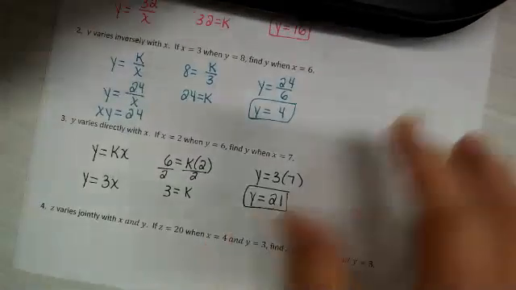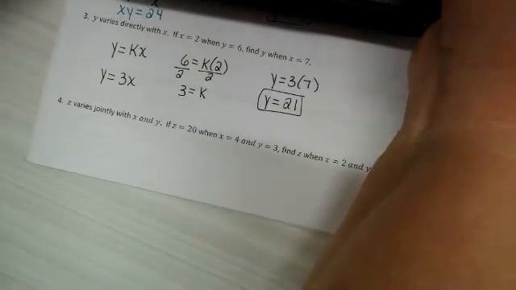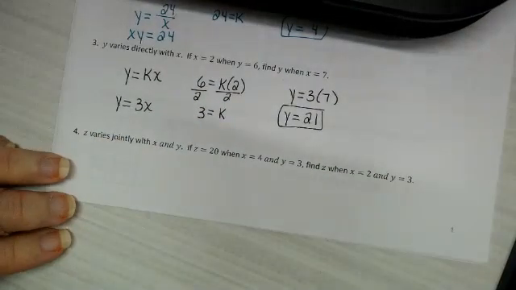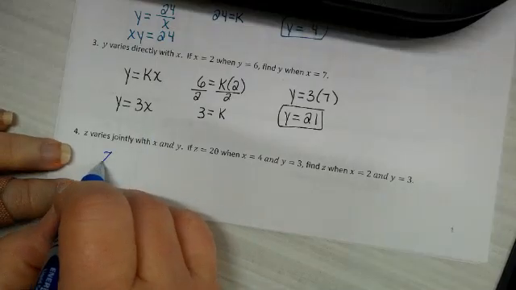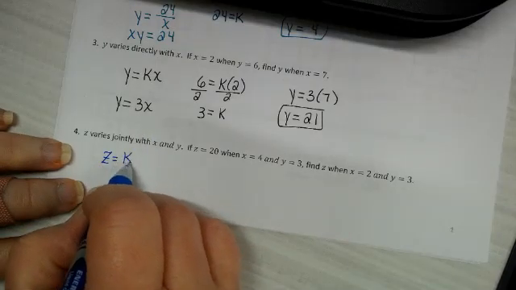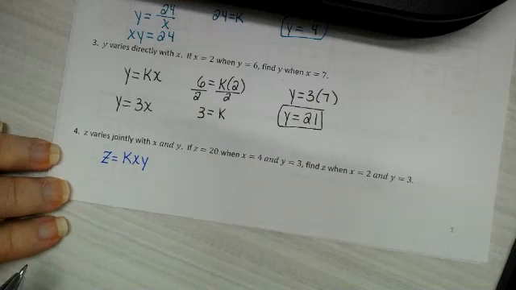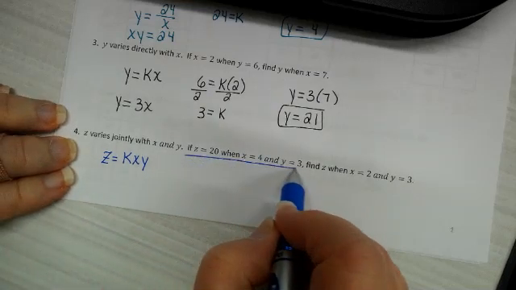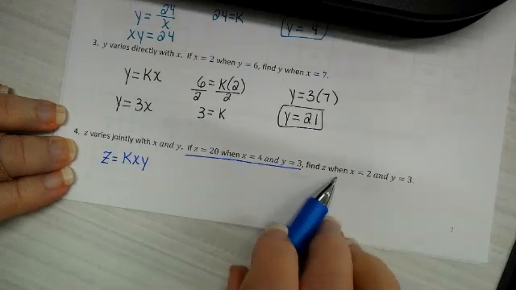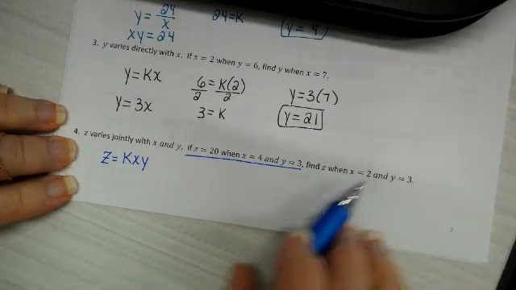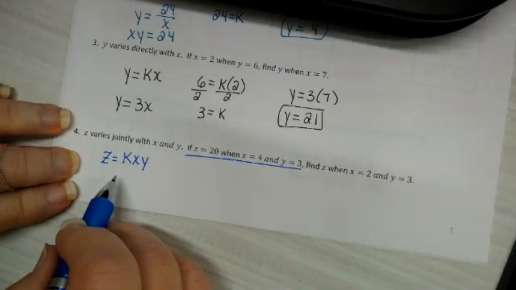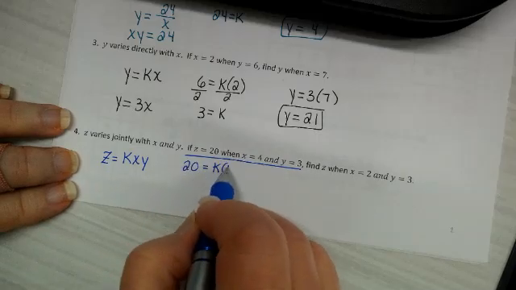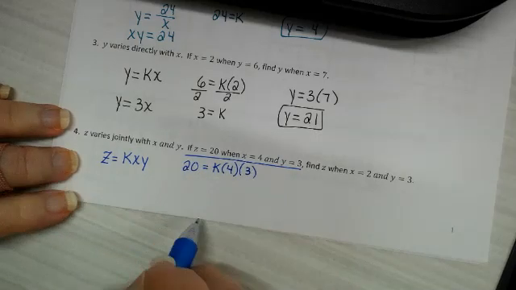And we'll do a joint variation question. It says, z varies jointly with x and y. So this equation looks like this: z equals k times x times y. We're going to plug in the information they give us, solve for k, and then we'll use that k value to solve for our final answer. So here we go. If z is 20 when x is 4 and y is 3.